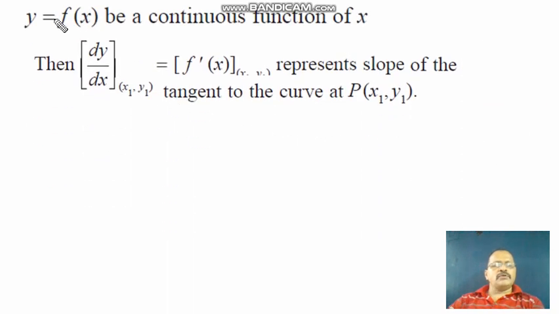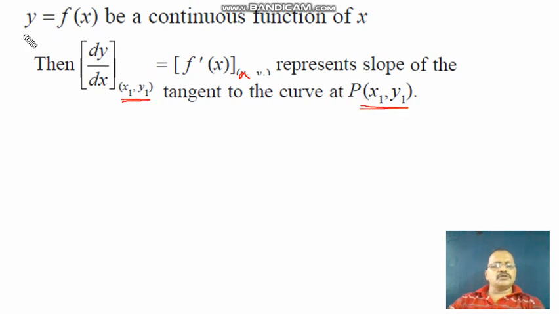Let us write the formula for the equation of tangent and the equation of normal. Suppose y equal to f(x) is a continuous function of x. I hope you understand better why the function should be continuous. Otherwise, existence of tangent will be in question. Then the derivative dy by dx evaluated at (x1, y1), that is f dash x evaluated at (x1, y1), represents the slope of tangent to the curve at point P (x1, y1).